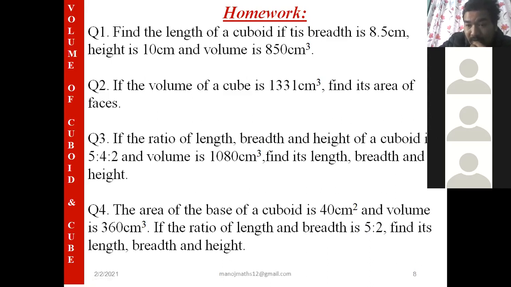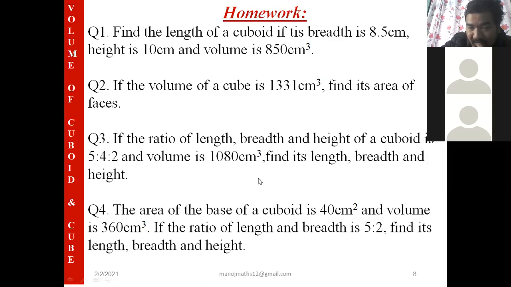Length will be 5x. 5x means 5 into 2, that is 10. What is the breadth? Base is 40 centimeters square. Breadth is 4 only, because 2 into 2 into 2, 2 into 2 will be 4. Length is 10, breadth is 4. Now, can you find out the height?